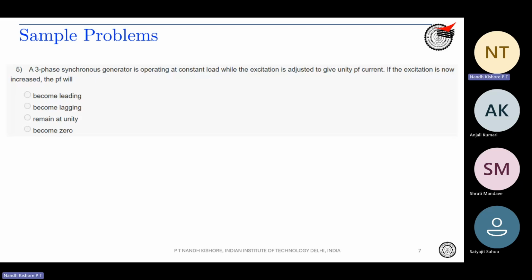So the question is what happens to the power factor in a synchronous generator if you increase the excitation? Would it be leading? Would it become lagging, or would it not be impacted at all, or would it become zero?